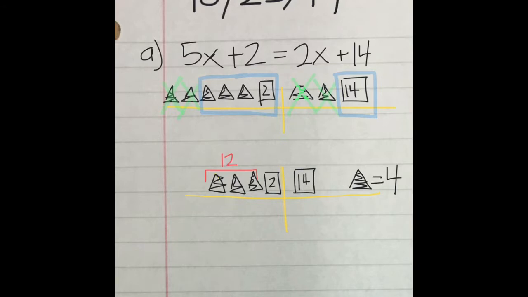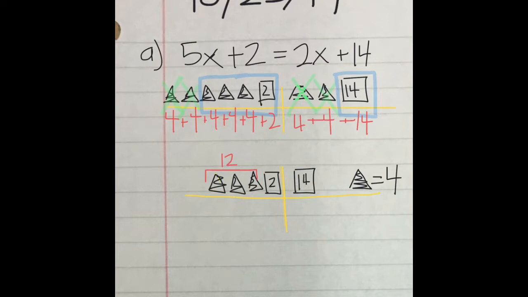In order to check that, though, if I really want to check all of my work and make sure I'm accurate, I'm going to go back to this original equation. And for every single triangle that was in my original problem, I'm going to replace it with a 4. 4 plus 4 plus 4 plus 4 plus 4 plus 2 should be equal to 4 plus 4 plus 14.